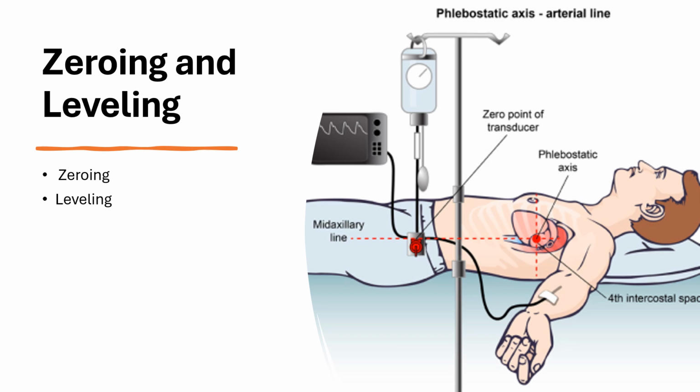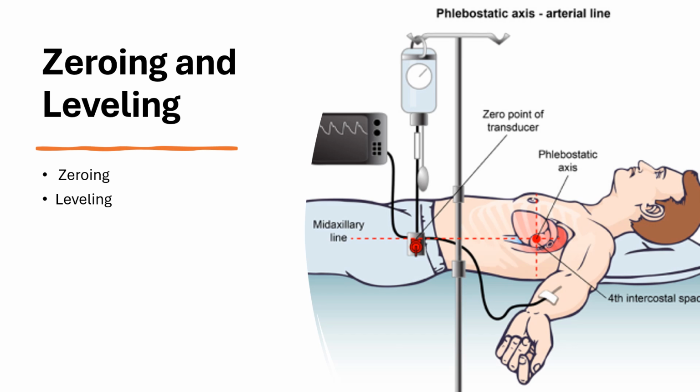So let's talk about zeroing and leveling. Why do we need these two? Zeroing is typically done to exclude the impact of the atmospheric pressure. Proper leveling for most indications is typically done at the fourth intercostal space in the mid-axillary line.